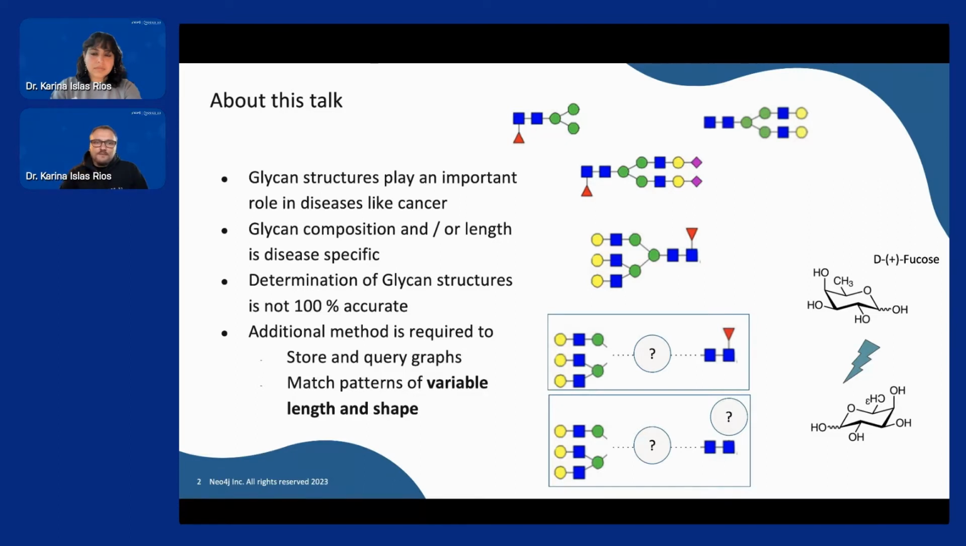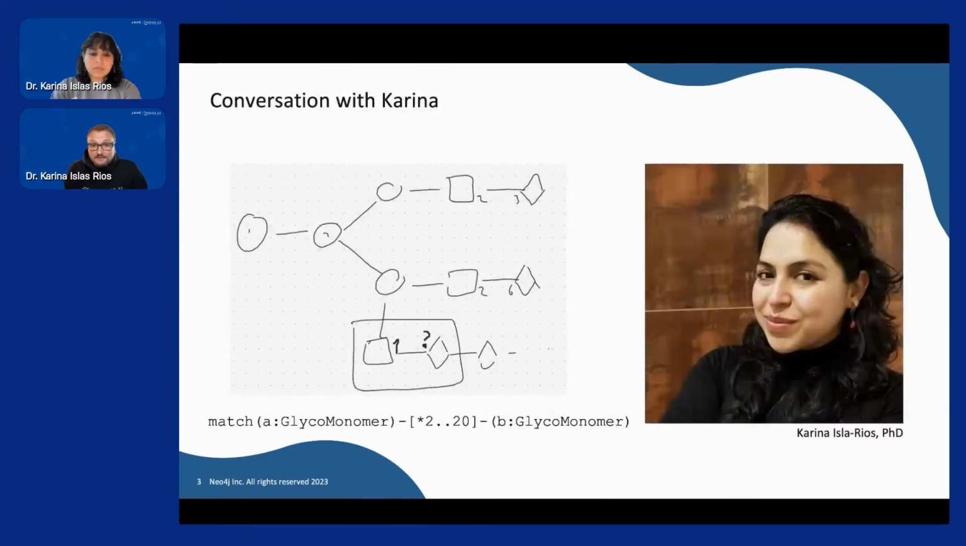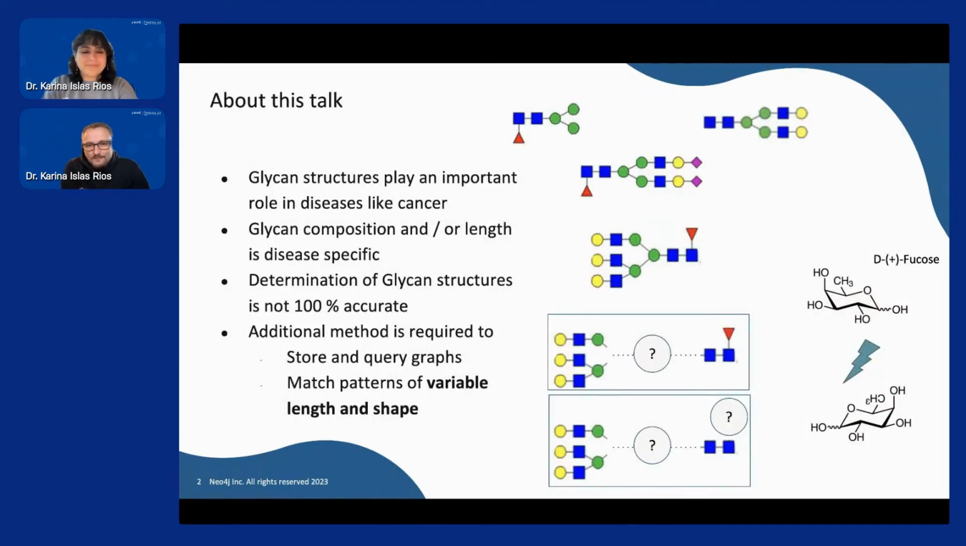And depending on the composition and the length of these sugar trees, they are disease-specific, for example, for Alzheimer's disease or for cancer. And that makes them really interesting to study in terms of targets. And Karina, if you go one slide back, we got the problem that the methodology of measuring that in the lab is not really 100% accurate, and that needs some more technical, let's say, supporting material. Because we have kind of a pattern matching problem in a graph, it makes a very, very cool use case for graph technology.